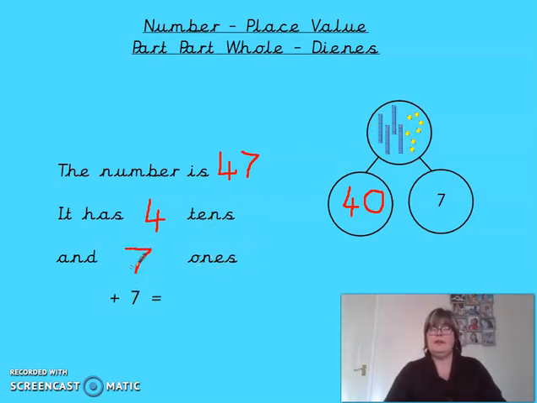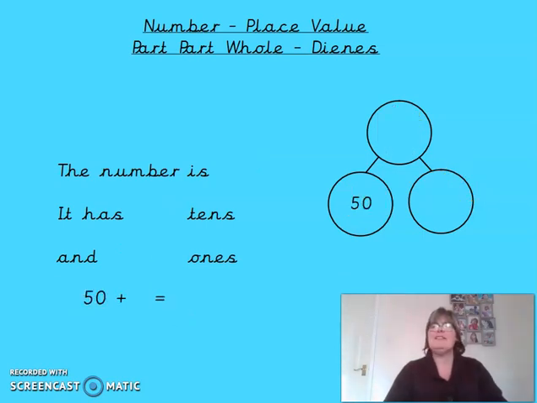It's got 7. So my number sentence would say 40 add 7 equals 47. Oh, that's not a very good 7, is it? Hopefully yours will look much neater. Okay, and on to the last one.